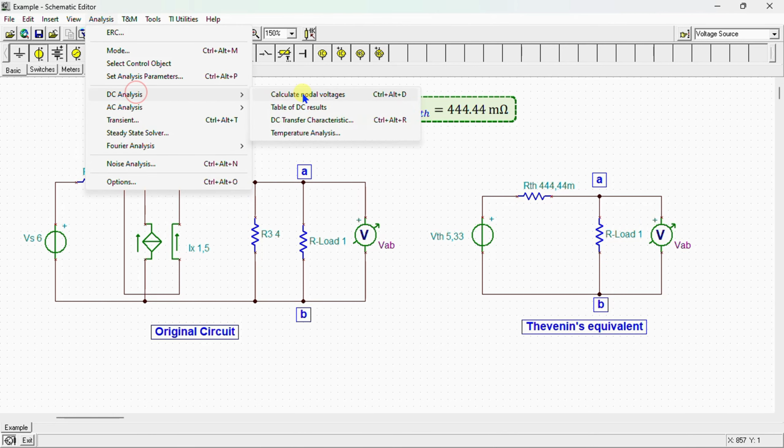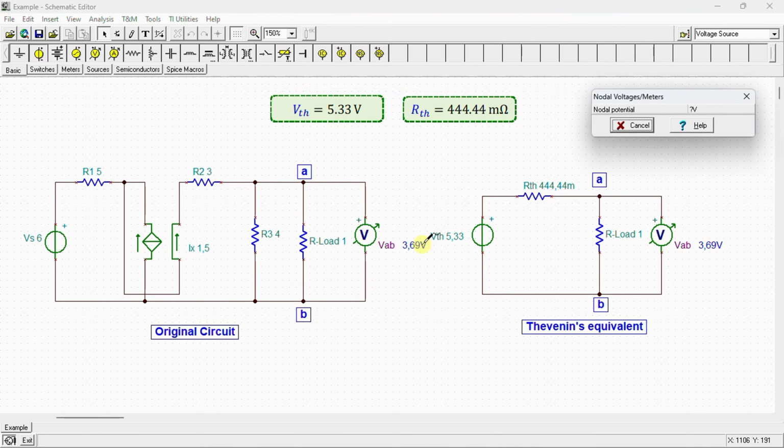This is the analysis to calculate nodal voltages. We can see here that the voltage across the load resistor in the original circuit is equal to 3.69 volt, and the voltage across the load resistor in the Thevenin's equivalent circuit is equal to 3.69 volt. Upon simulation, we can observe that the two circuits have identical behavior when we connect a load between terminals A and B. This outcome confirms the validation of our calculation.